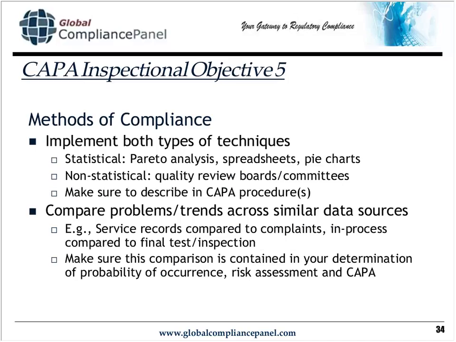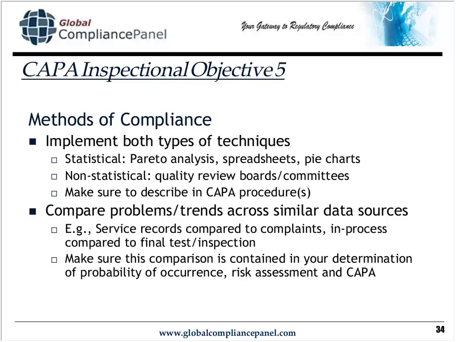The way to comply with this is just to make sure that in your statistical procedure, you list what you do, whether you do Pareto charts, spreadsheets, pie charts, or even non-statistical things like monthly complaint committee meetings or quality review boards. That's fine, and describe that in your procedure, as I've said. Compare service records to complaints, in process to final inspection.